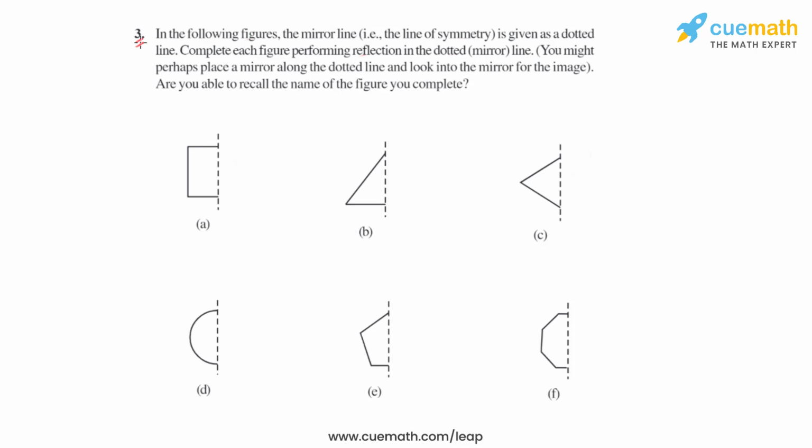So in this third question of this first exercise, we have the following set of figures along with their respective mirror lines, which represents the line of symmetry given as a dotted line. So we'll have to perform mirror reflection along this dotted line, which is also the mirror line. And once we perform the mirror reflection, we'll see that we'll get the complete figure. Once we get the complete figure, we'll have to name the figure we get.